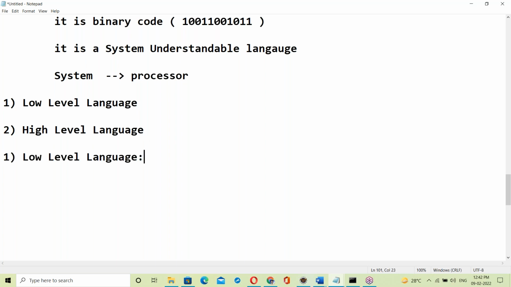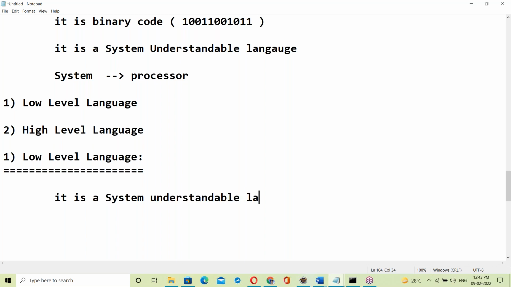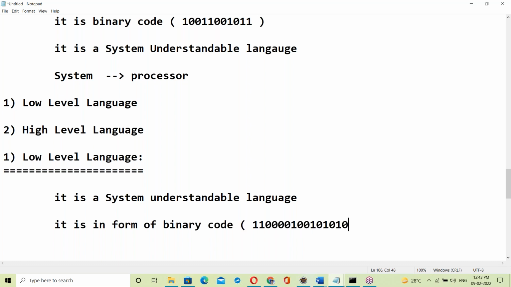What's the difference here? Low level language is a system understandable language. It is in the form of binary codes, like a zeros and ones format. Some zeros and ones like this.